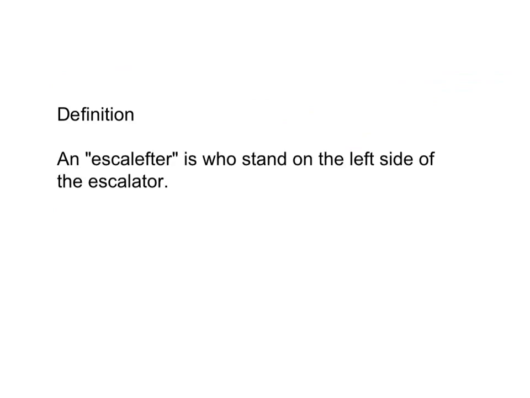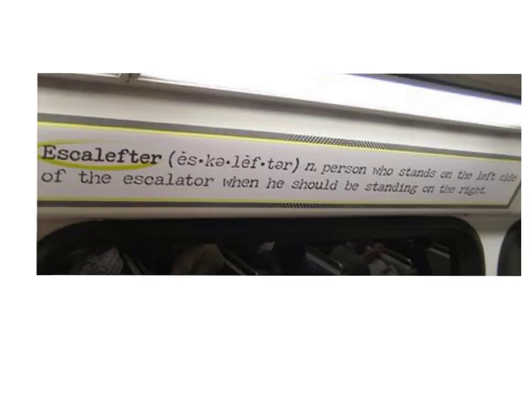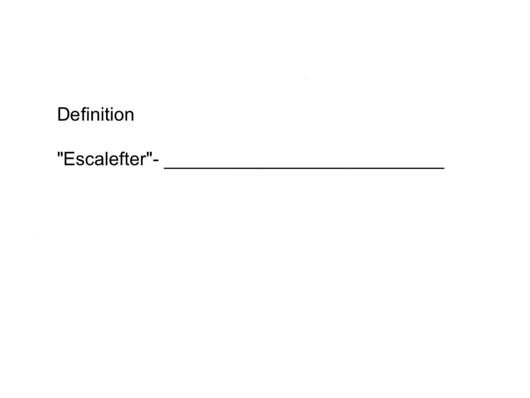You might have said something like, an escalefter is who stand on the left side of the escalator. Unfortunately, that would be wrong. But if you go back and look at the definition, it's a person who stands on the left side of the escalator when he should be standing on the right. So let's try it again. How would you define an escalefter?